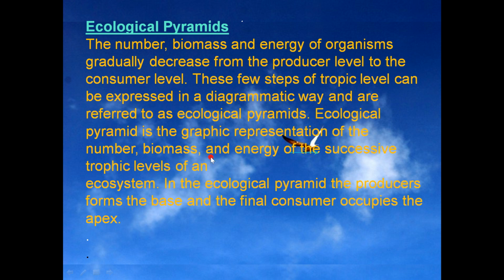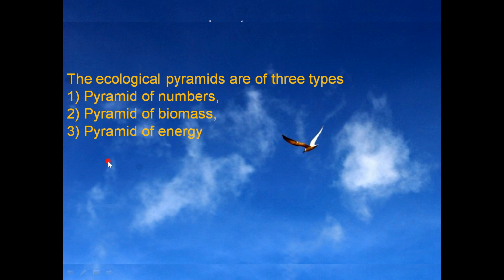Then biomass and energy of the particular successive trophic levels in an ecosystem form ecological pyramids, in which the producers are at the base, which are bigger in number, and the final consumers are at the apex, that is the top of that particular pyramid, and these are less in number. So in this way there are certain ecological pyramids. These can be classified into three types: a pyramid of numbers, a pyramid of biomass, and a pyramid of energy.